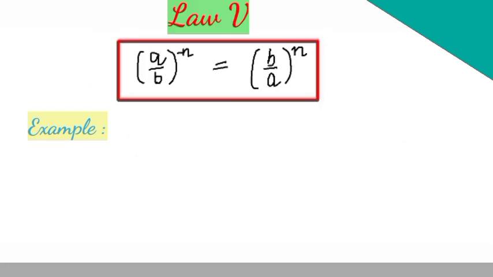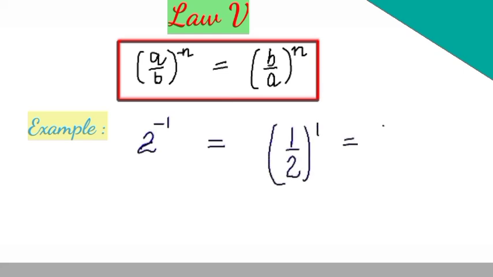Next law is, if we have a negative power, for example, we have the number 2 and its power is minus 1. So this can be written as 1 upon 2 raised to the power 1, or you can simply say 1 upon 2. Why? What does a negative power mean? The denominator will become the numerator, the numerator will become the denominator, and the power will become positive. Clear?